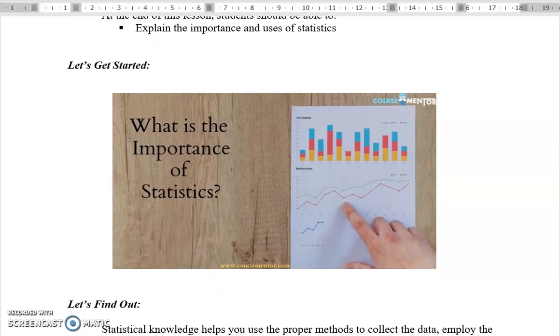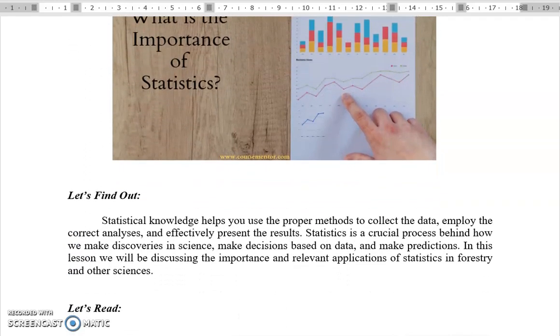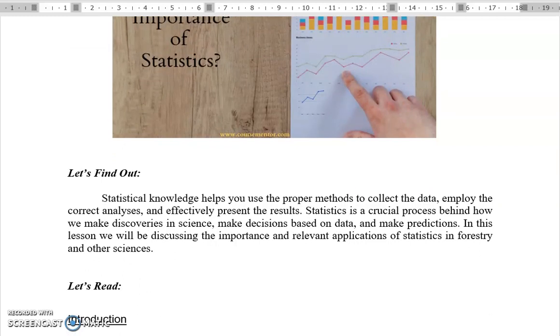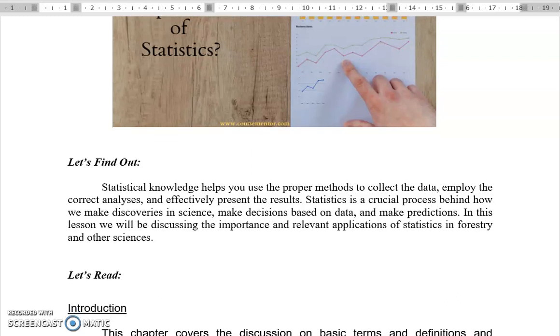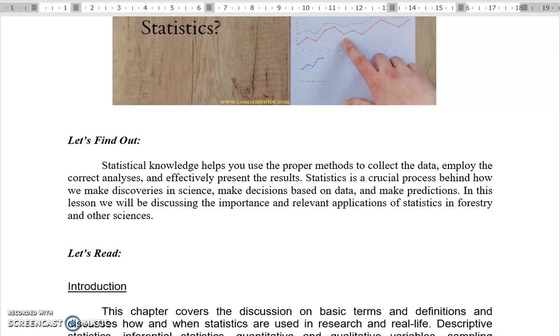Why is statistics important? Now, statistical knowledge helps you use the proper methods to collect the data. That's what's important. Employ the correct analysis and effectively present the results. Statistics is a crucial process behind how we make discoveries in science, make decisions based on data, and make predictions. This is very important, especially in decision making. We use data, try to analyze those data, and make inferences out of those data, or you try to forecast based on your previous data so that you will have good decision-making strategies.